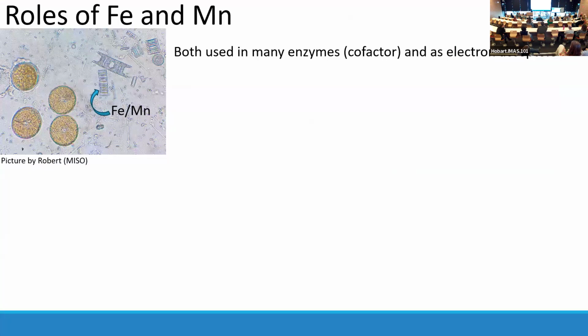A bit more about the role of iron and manganese within the cell. Both of these metals are essential for phytoplankton growth because they are used in many proteins or enzymes, often as cofactors. But these metals are also often used due to their redox state, which I'm not going to describe too much, but they can be used as electron donors or acceptors.